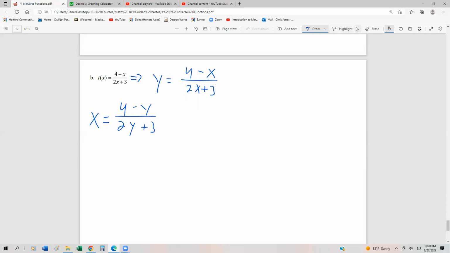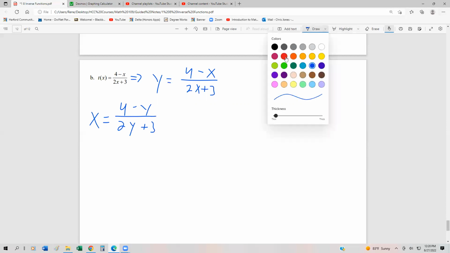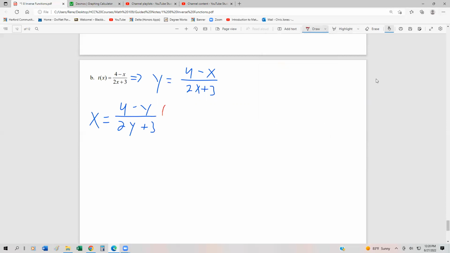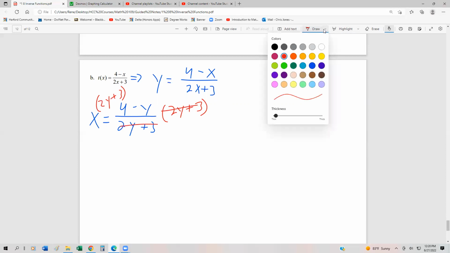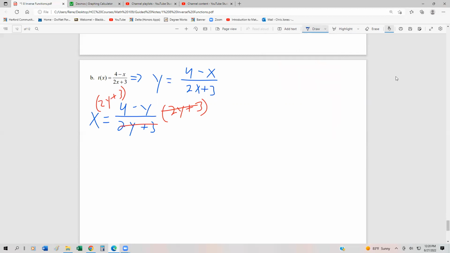Remember the trick. We're going to multiply both sides by the common denominator, in this case 2y minus 3, or 2y plus 3, excuse me. So we're going to say 2y plus 3 and then 2y plus 3. The 2y plus 3 on the right-hand side cancel out. And then on the left-hand side, we're just going to have x times 2y plus 3. So x times 2y plus 3 is equal to 4 minus y.